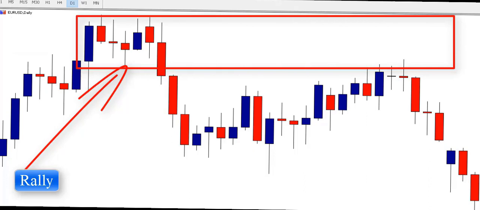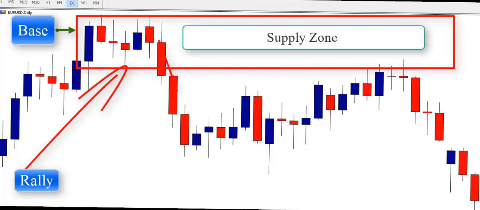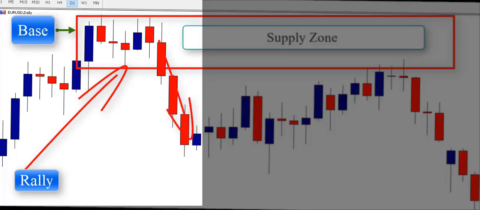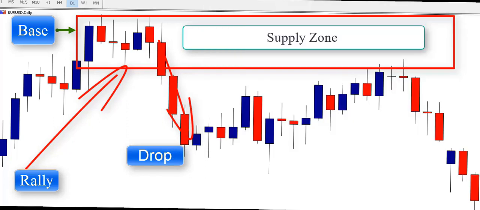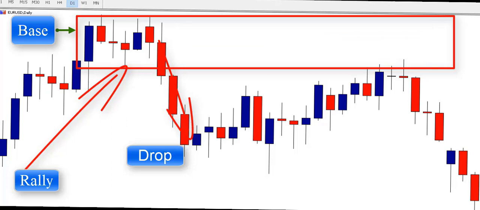This pattern occurs when the market reverses from moving higher to moving lower. So this is a move up, followed by a base, and followed by a move down. When the market approaches this supply zone, we can predict another move down, and that's what happened. This is a clear doji price action setup that formed at the supply zone and confirmed our entry.